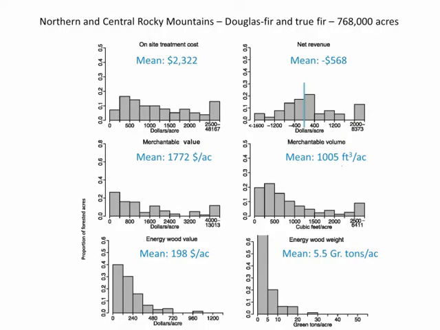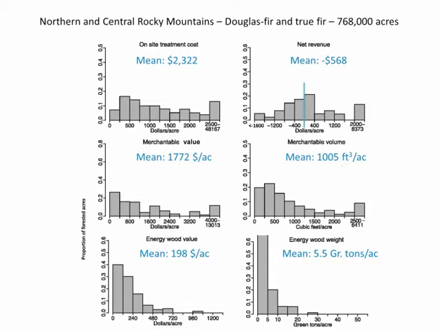This shows for all the Douglas fir and true fir stands in the North and Central Rockies subregion, the modeled economic attributes of effective treatments. I'll call your attention to net revenue in the upper right corner. So the mean value is negative, as you see here, over minus $500. If you add up the proportions of the forest that fall to the right of the blue line, you'll see that half of the treatable forest could generate a positive return.